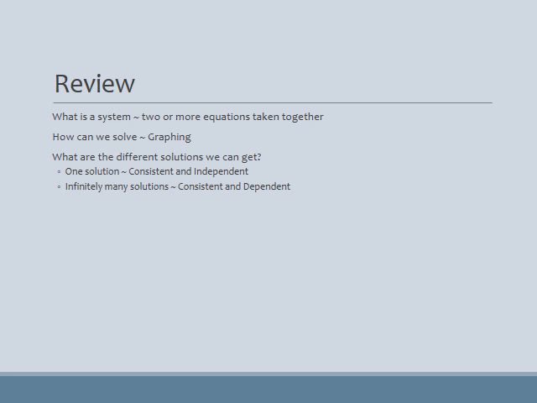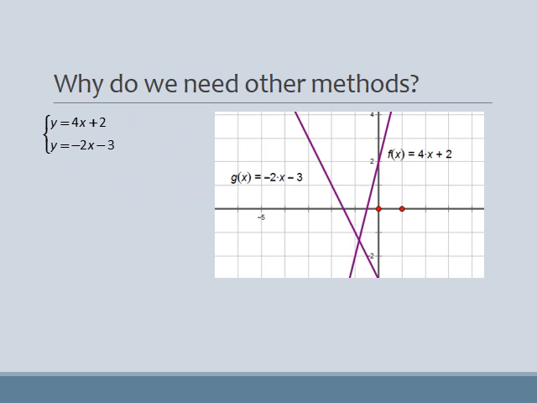We can get infinitely many solutions which are consistent and dependent, which gives us one line when we graph it. And we can get no solution, which we say is inconsistent, and that would be when the lines are parallel and they do not intersect. So remember, if it's consistent, there's a solution or infinitely many solutions. If it's inconsistent, there are no solutions. So last night you did solving by graphing.